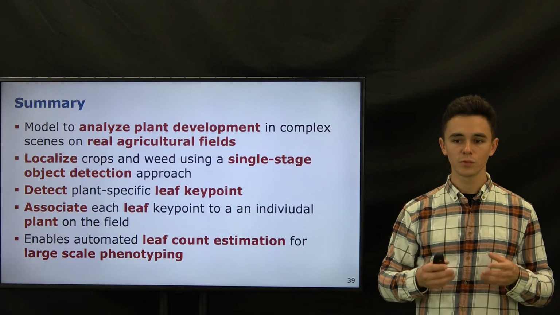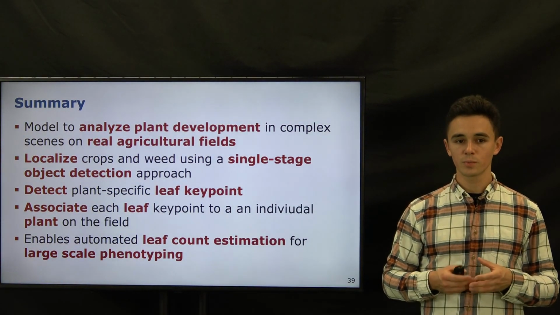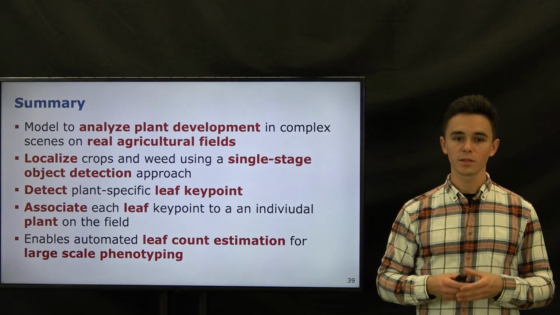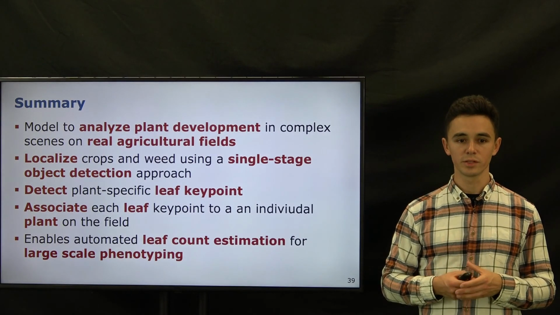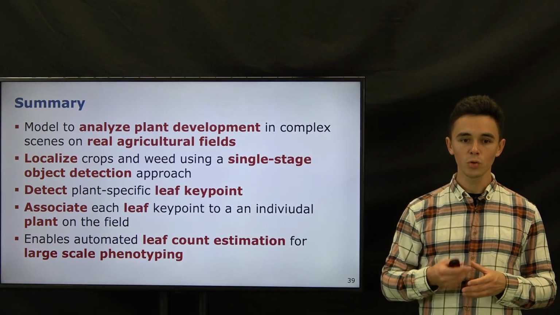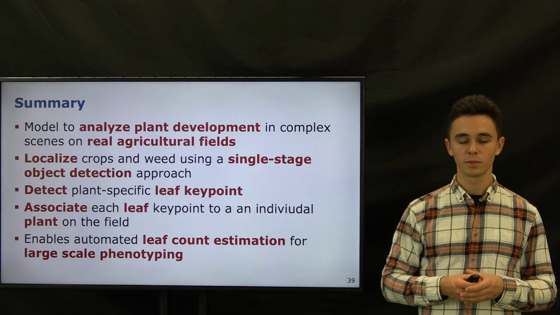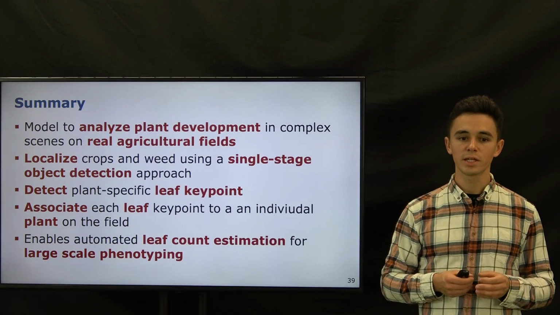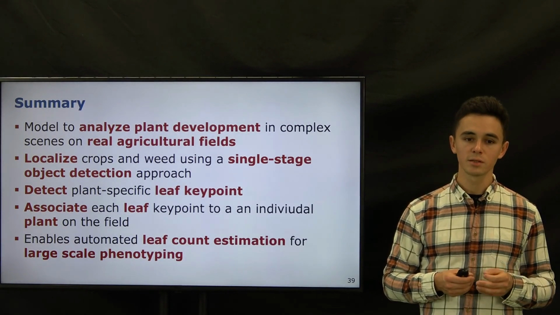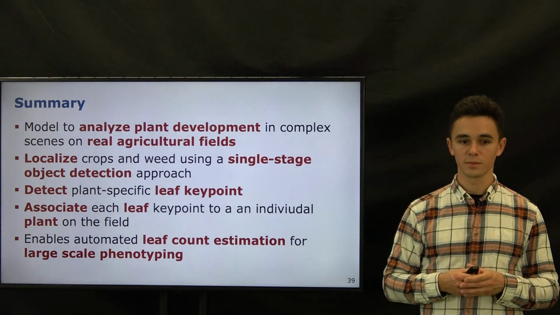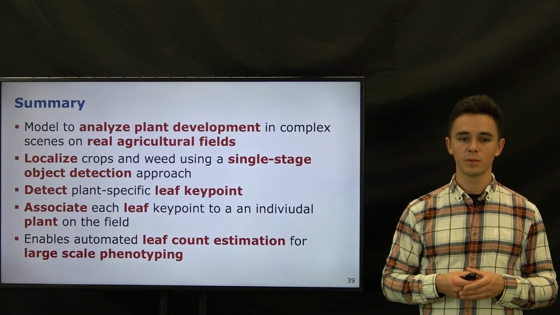Finally, I would like to give a short summary. We implemented a vision-based model which analyzes the plant development in complex scenes on real agricultural fields by first localizing crops and weeds using a single-stage object detection approach. Simultaneously, we detect plant-specific leaf key points which we associate to individual plants. This enables an automated leaf count estimation for large-scale phenotyping.